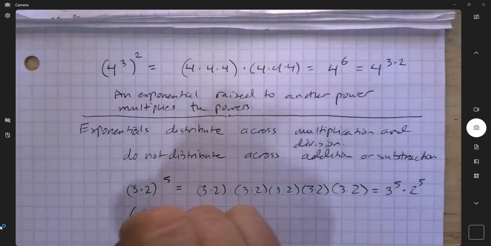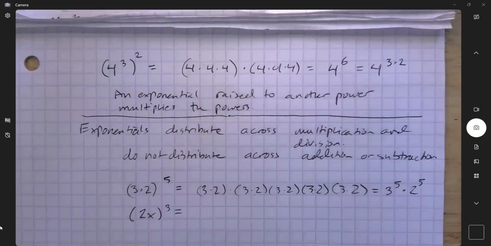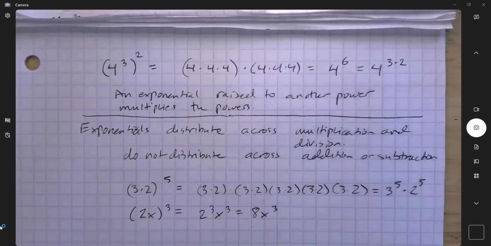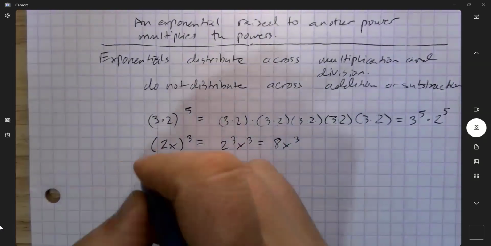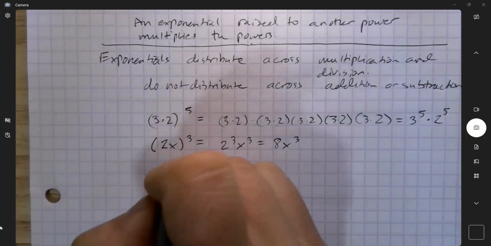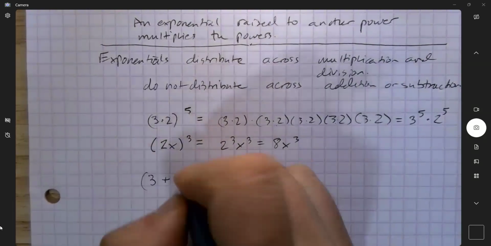And that might show up more often if we have a variable in there. That becomes 2 cubed x cubed, which is 8x cubed. That's how they distribute across multiplication. Division works the same way. But if I tried, let's try to keep this as simple as possible.